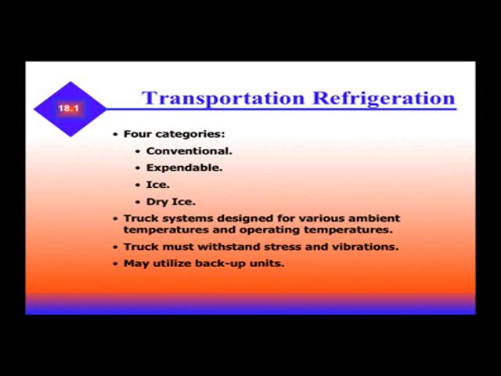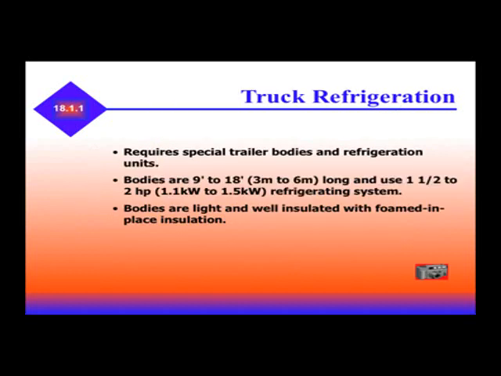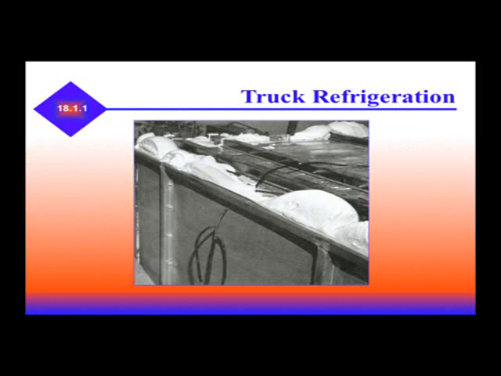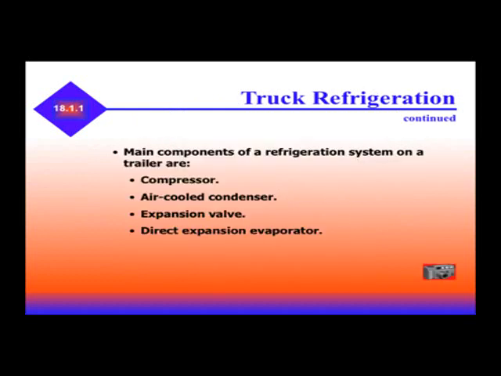These are truck systems designed for various ambient temperatures and operating temperatures. The truck must be able to withstand stress and vibrations, and it may utilize backup units. Truck refrigeration requires special trailer bodies and refrigeration units. Bodies are light and well insulated with foamed in-place insulation. This is an example of a trailer body. You'll notice the foam and the cabling and everything.